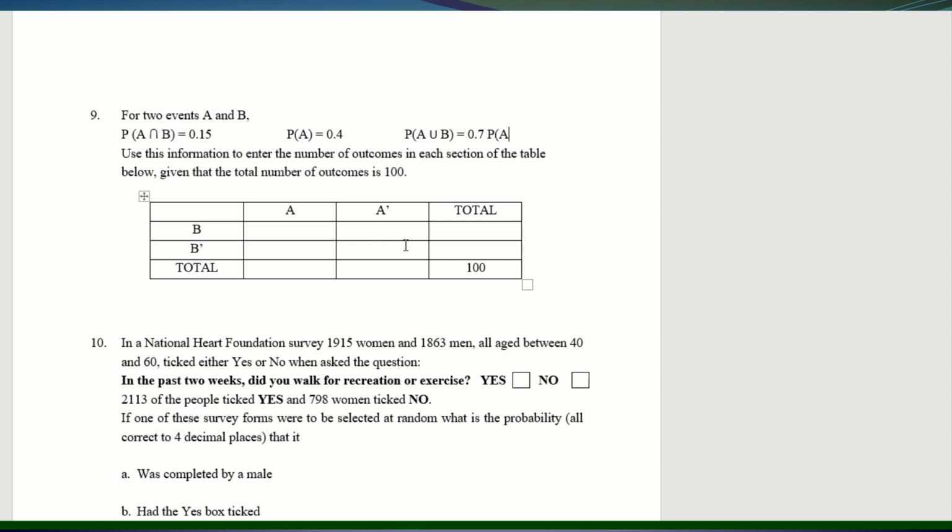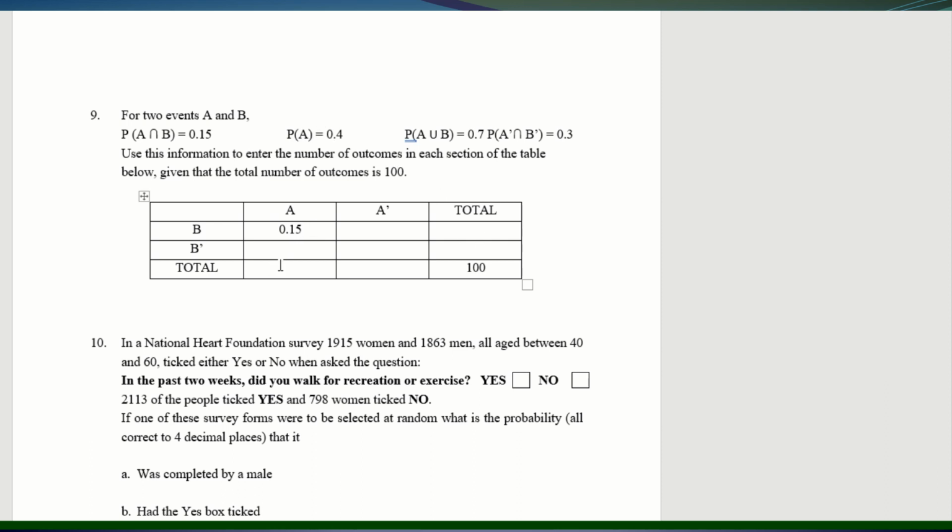I'll just write it for you. Okay, A intersection B prime must be 0.3. So I'll just fill this up for you. So A intersection B, 0.15.